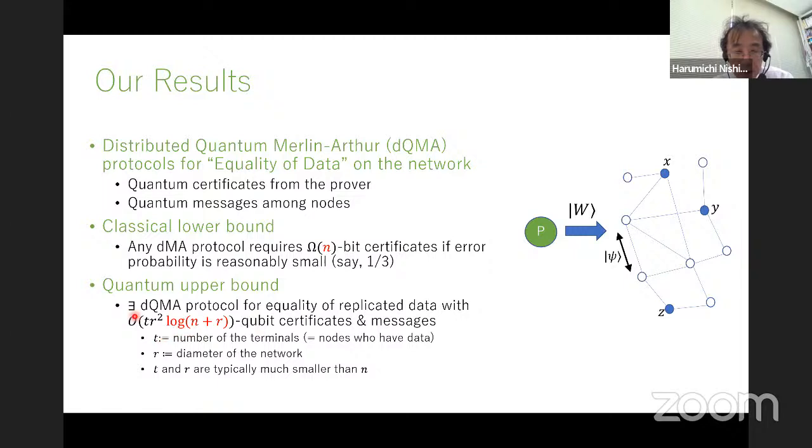The certificate length and the length of the message is log n plus r times t times r squared. Here r and t are parameters of the graph size, but usually the data size n is much larger than the graph size. So our result is superior to the classical case. This is our result.